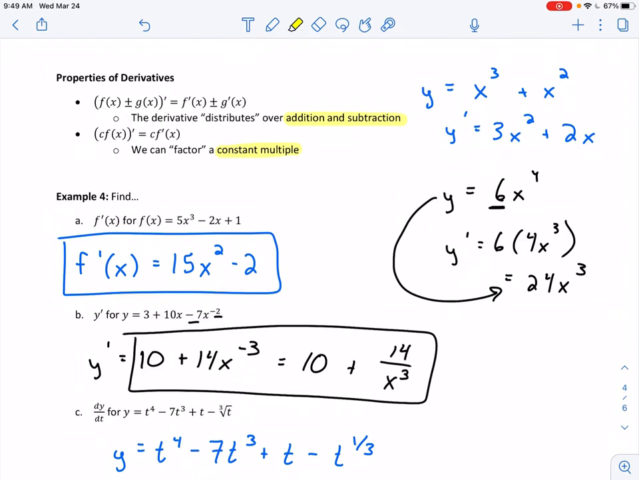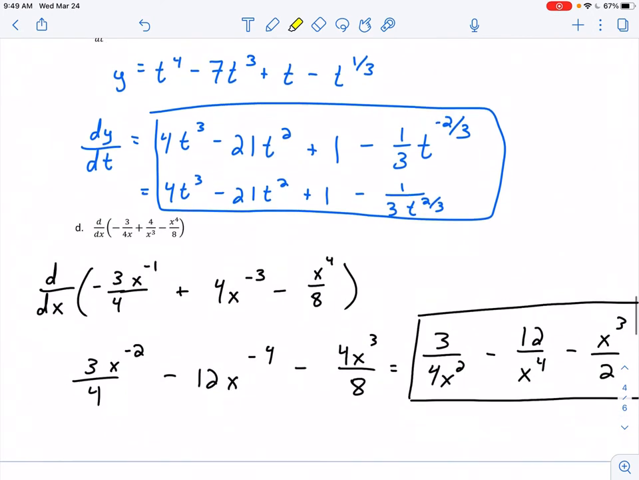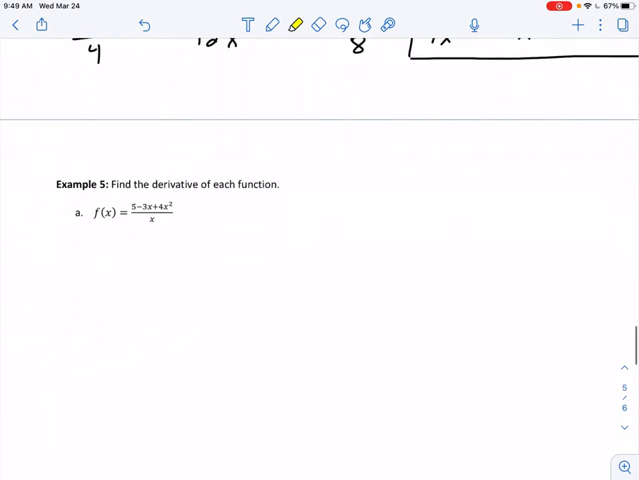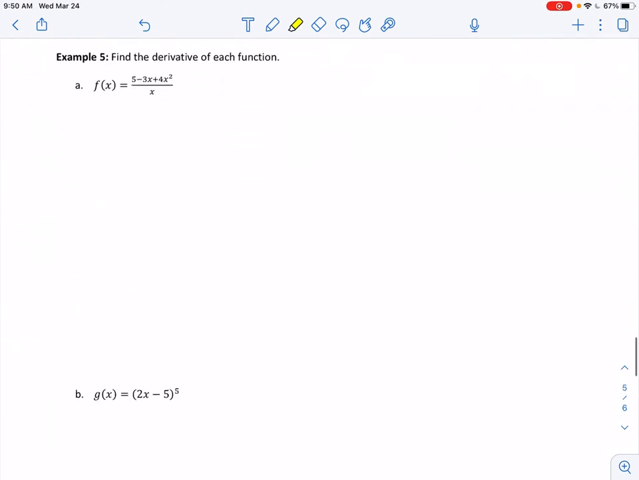But for now, when we encounter multiplication and division of functions, we're going to have to find a way to cleverly rewrite these functions so that we can get around it. And that's what we're going to do in these two examples here. So first up, f of x equals (5 minus 3x plus 4x squared) all over x.